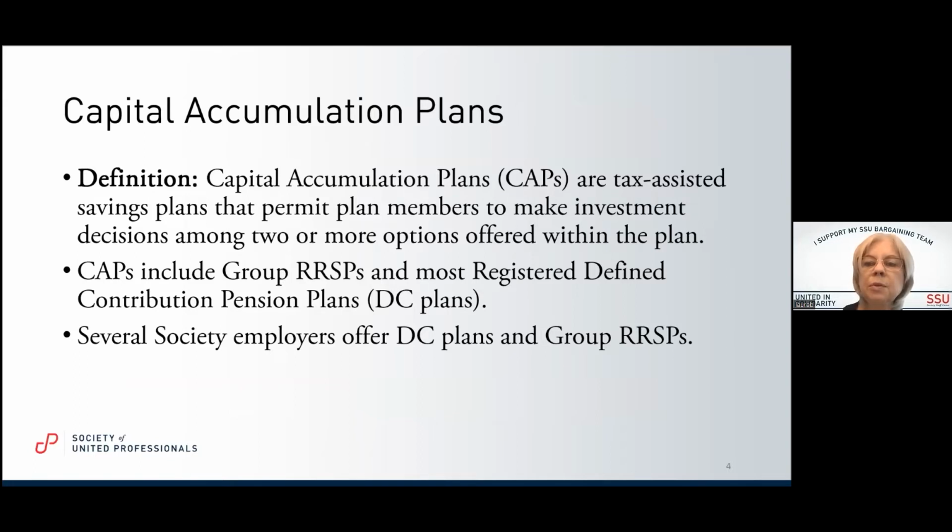Most defined contribution plans and all group RRSPs are capital accumulation plans. The reason why the second bullet point here says most is that some defined contribution plans in Canada offer pooled accounts and professional investment management. And so those are not capital accumulation plans. The definition of a CAP is that they are tax-assisted savings plans that permit plan members to make investment decisions among 2 or more options offered within the plan.